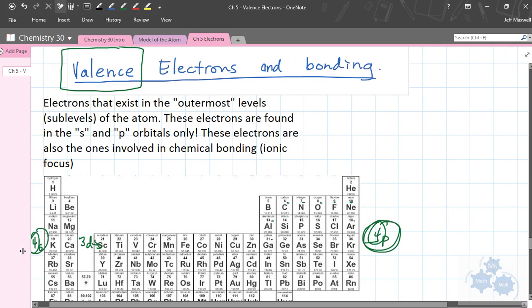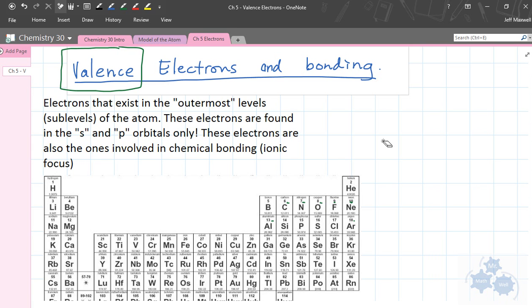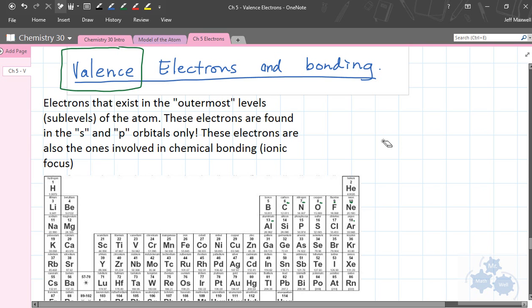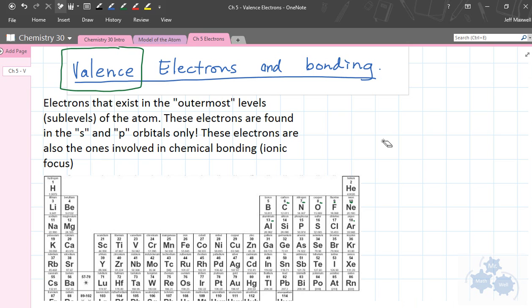The maximum number of valence electrons in any energy level. Actually, let me go back to a question you did in your textbook. Do you remember that question about how many sublevels in level X? Did anyone recognize the pattern there? Like how many sublevels in level 1? 1, just the 1s. How many sublevels in level 2? 2. It's the 2s and the 2p. There's no 2d. There's no 2f.